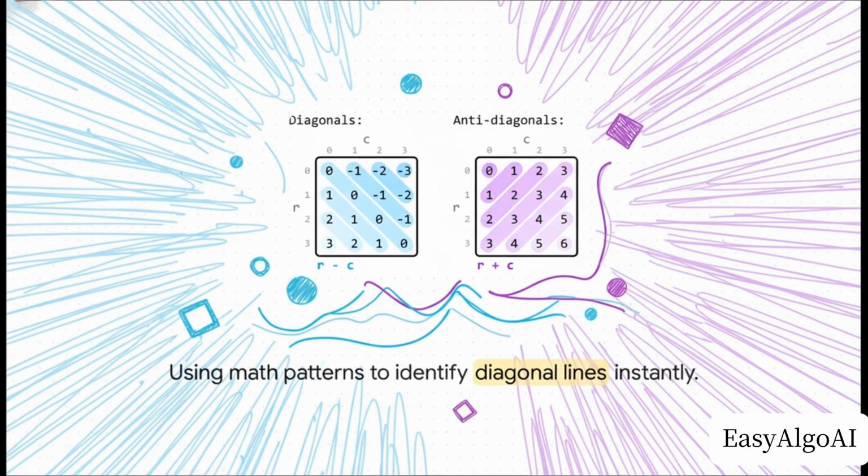Okay, picture a standard coordinate grid. The diagonals go top left to bottom right, and the anti-diagonals run the exact opposite way. Well, the absolute breakthrough revelation here is that every square on a specific diagonal actually shares a unique mathematical ID, and it's based purely on its row and column coordinates. It's kind of like a hidden barcode.